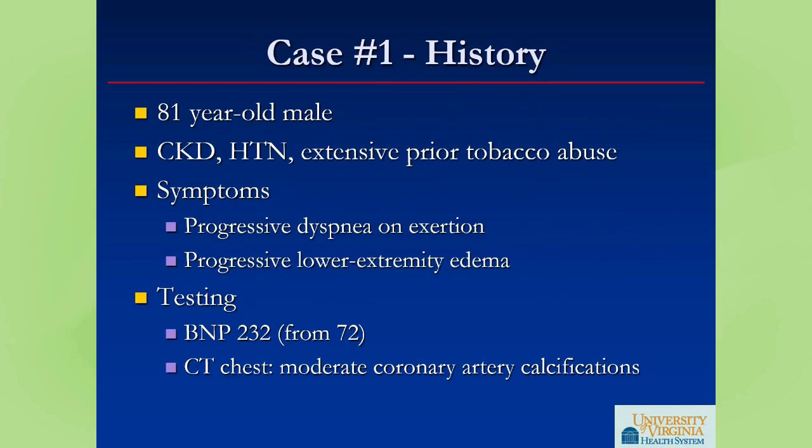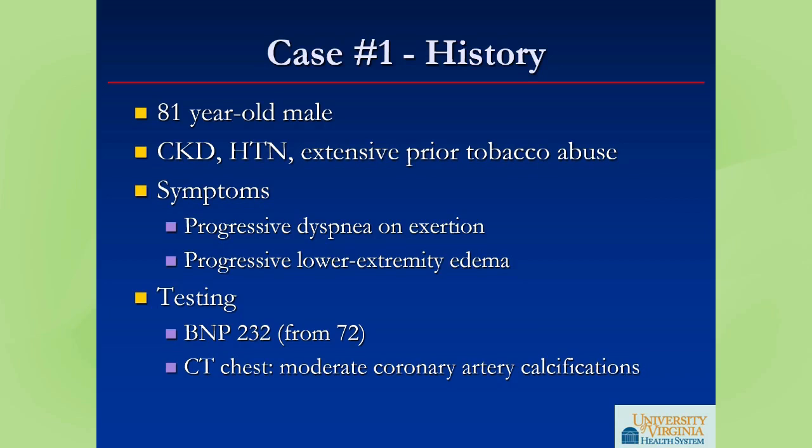Case number 1, history. Case is an 81-year-old male. He has chronic kidney disease, hypertension, and an extensive prior history of tobacco abuse. He comes into clinic with progressive dyspnea on exertion, as well as progressive lower extremity edema. And on lab testing, he has a mildly elevated BNP of 232, up from a prior known baseline of 72.